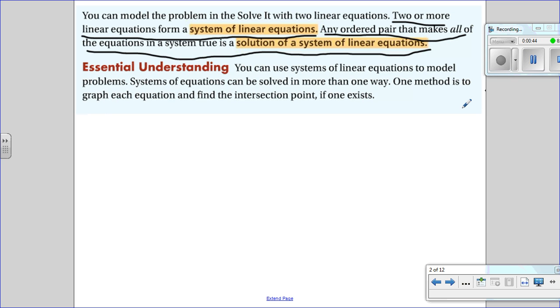So basically, what we are saying is, if you take two or more linear equations, equations that have an x and a y that represent a line, and pair them together, that's called a system of linear equations. Now, any ordered pair, an x, y for right now, when you plug those numbers in, if it makes all of the equations true, that's called a solution.